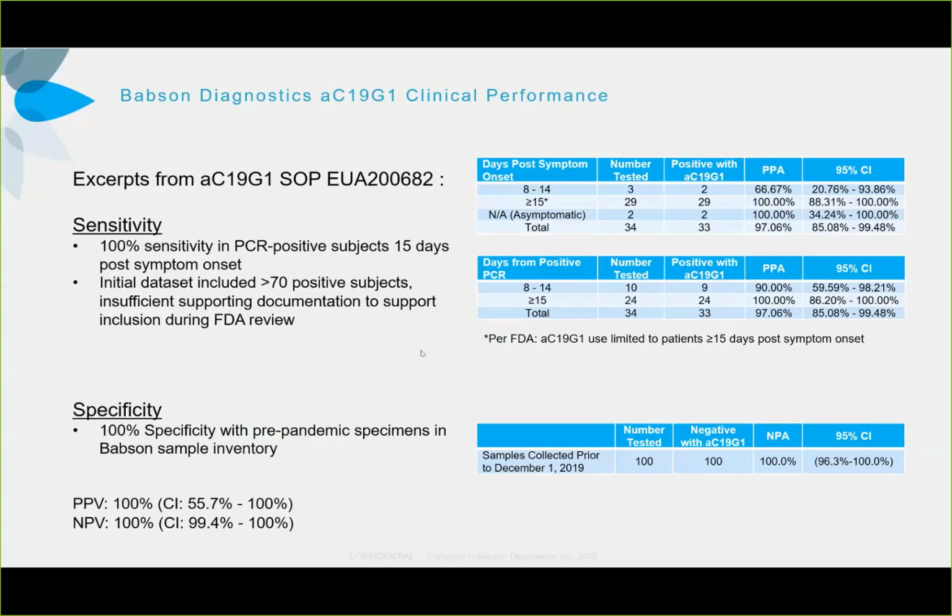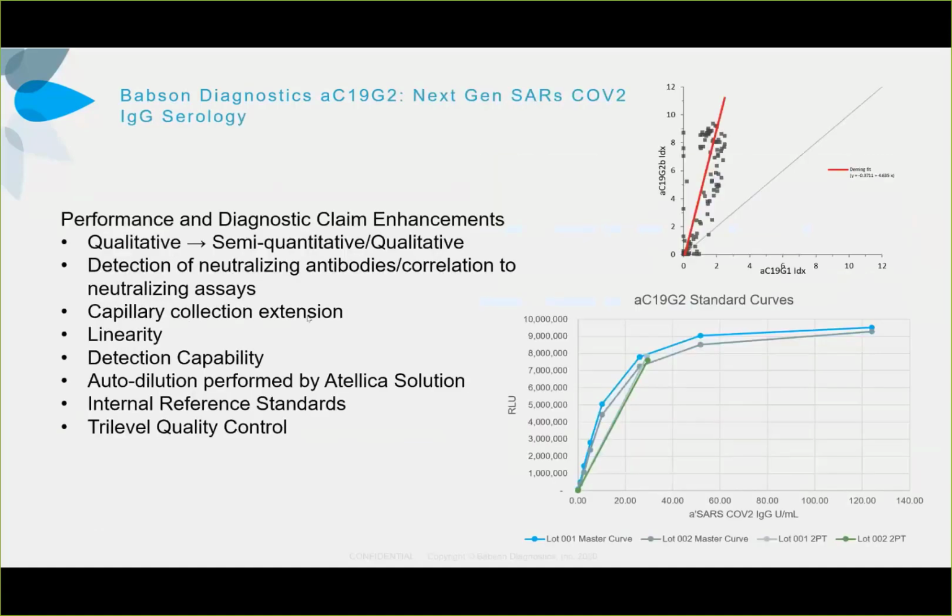For our specificity study, we tested samples collected in September of 2019. The FDA mandated that samples collected before 2019 were acceptable negative specimens, or essentially pre-pandemic. So with 100% specificity, the FDA published on their website on June 23rd a positive predictive value for our test of 100% and a negative predictive value of 100% as well, essentially saying that this assay is perfect, which led us to developing a second generation assay for the detection of SARS-CoV-2 IgG.